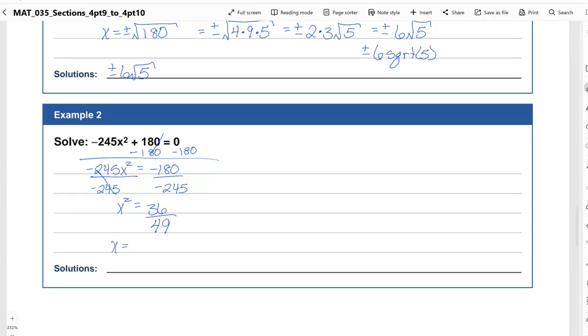So x is going to be the plus and minus square root of 36 over 49. And I got that by typing that in my calculator and using my fraction button to reduce it. So this one's nice because the square root of 36 is nice and the square root of 49 is nice. So when I take the square root of a fraction, I can think about taking the square root of the top, which is 6, and the bottom, which is 7. So my answer would be plus or minus 6/7.